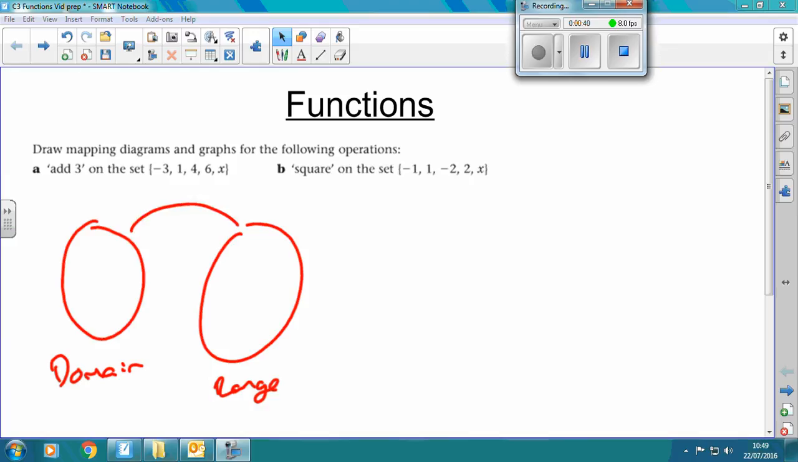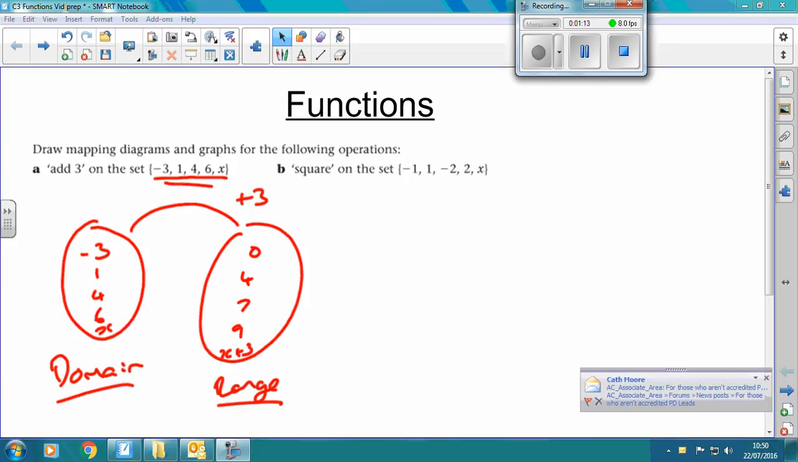So here we've got a set of values, or elements as they call them: -3, 1, 4, 6, and x. The operation, or the function, is to add 3. So obviously that will go to 0, 4, 7, 9 and x plus 3. The key thing to pick up here is that the set of x values is what we call the domain, and the range is what it goes to, so in essence, the set of y values.